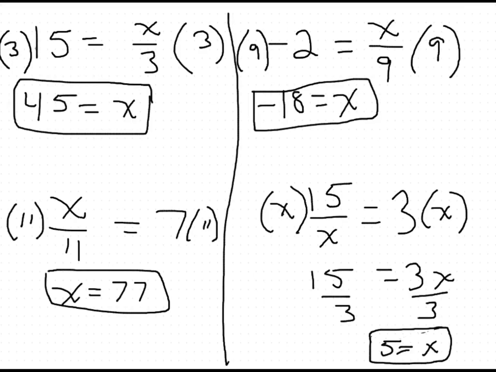When we have the problem 15 equals x divided by 3, we do the inverse operation of division, which is multiplication. So we multiply each side by 3. This reduces to 1, which leaves me with x. 3 times 15 is 45.